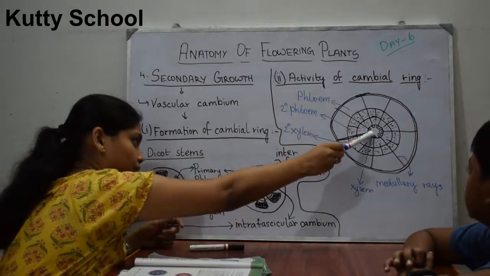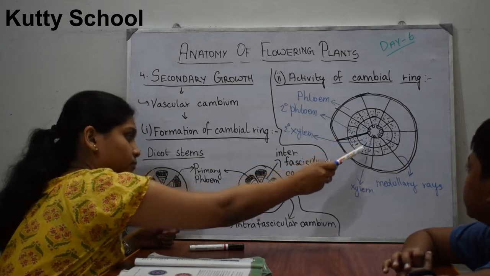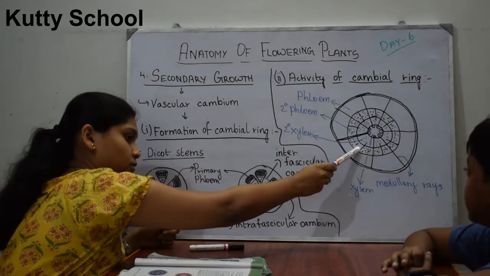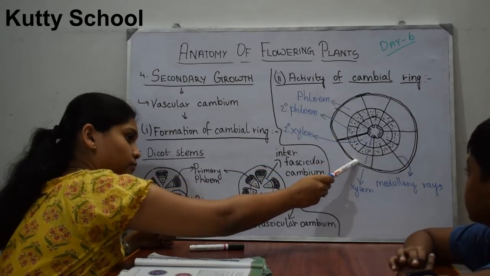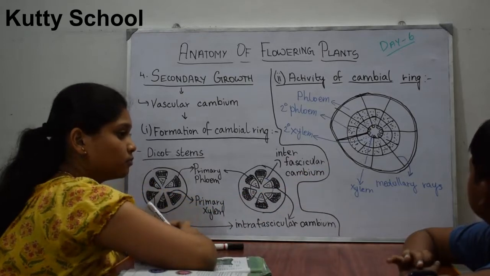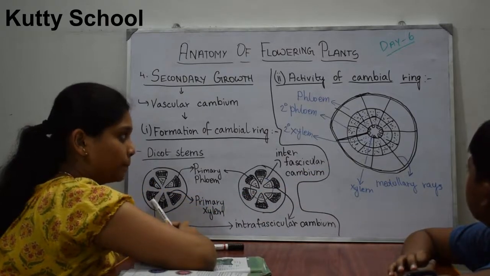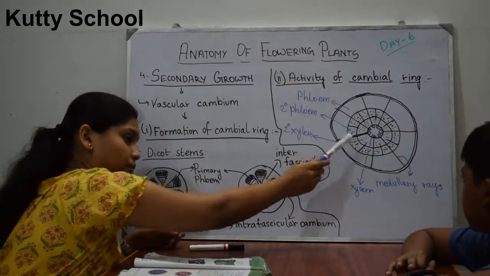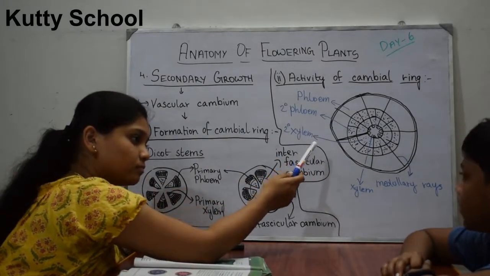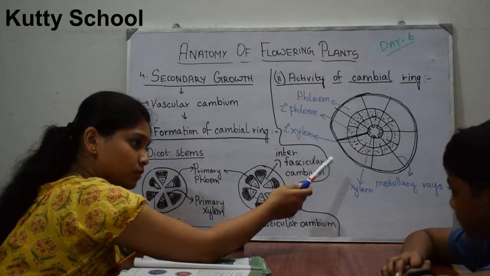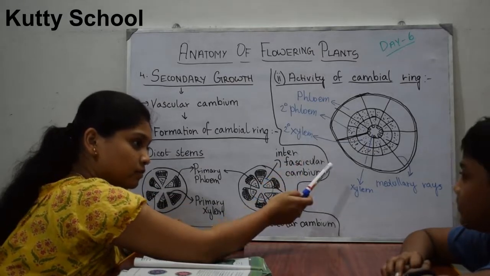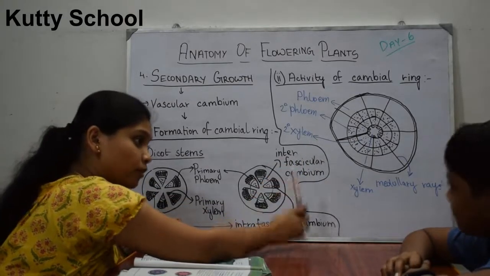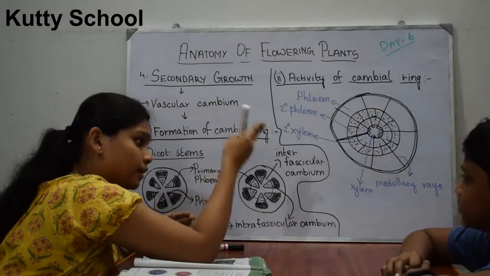Xylem, here xylem. Secondary xylem, secondary phloem, and then phloem. So first xylem, and then secondary xylem, and then phloem, secondary phloem, and then only phloem, because it divides here and here. Okay.